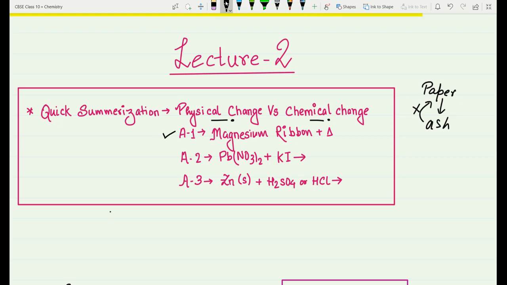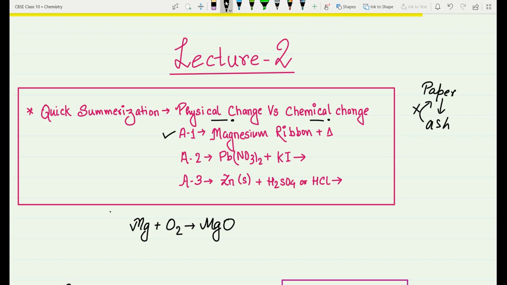Second, we studied the activity of heating a magnesium ribbon. What happens after we heat a magnesium ribbon? First the magnesium ribbon burns with a dazzling flame, and then we get a white colored powder of magnesium oxide. That is, magnesium when burned in oxygen gives MgO.